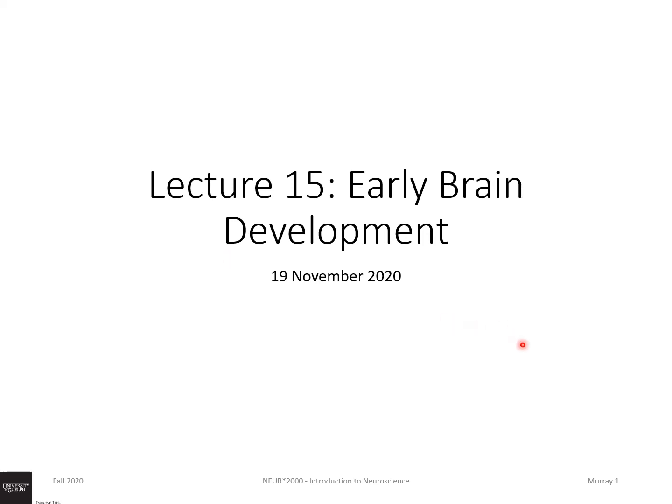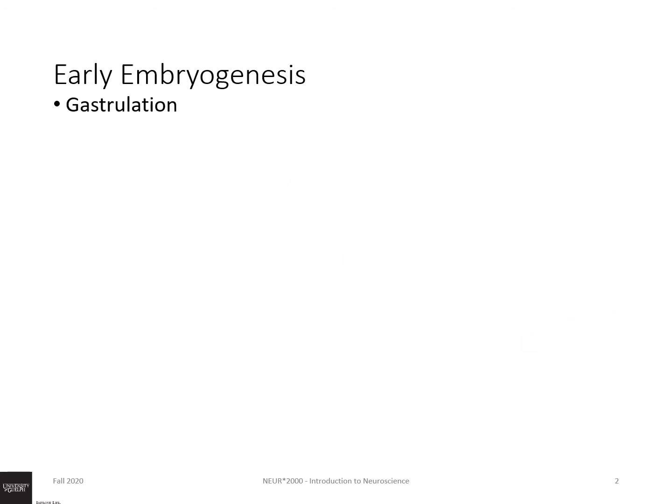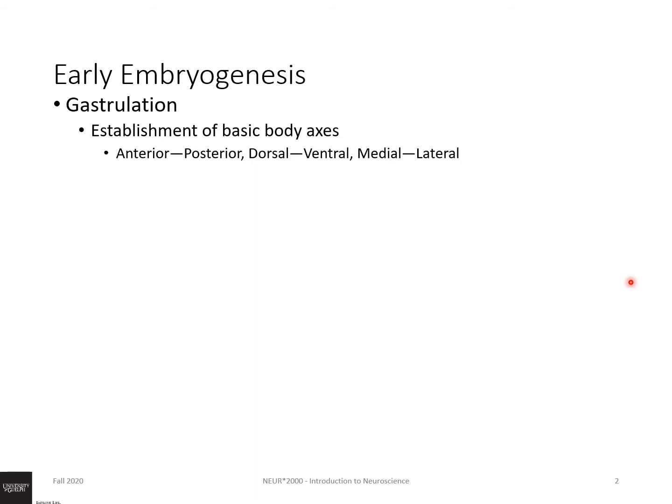All right, welcome back. This is the first lecture of the final series for this course, and we're going to talk about early brain development. So early embryogenesis involves a process called gastrulation. Gastrulation is the establishment of the basic body axes. So we've talked about that before.